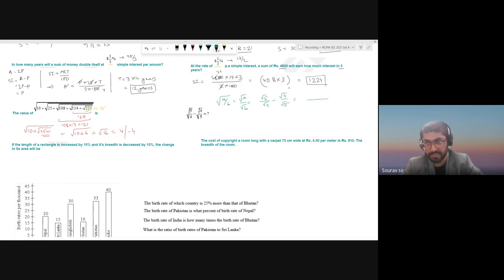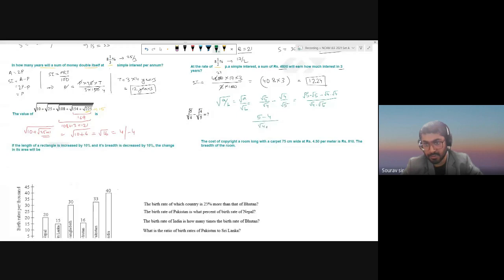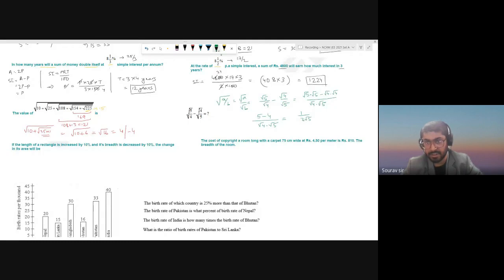Don't need to take the LCM. So the LCM will be root 4 times root 5. Right? And this portion will be root 5 times root 5. Just simple fraction addition. And sorry, minus root 4 times root 4. Root 5 times root 5 is 5, right? So 5 minus 4 by root 4 times root 5. So this is 1 by 2 root 5. That is the answer. Now, in the option, you could also have minus 1 by 2 root 5 because we're dealing with square roots. So select whichever is in the option.